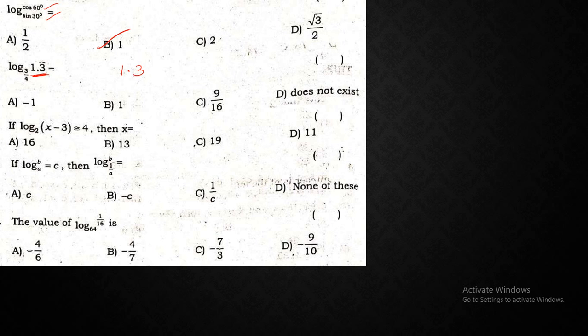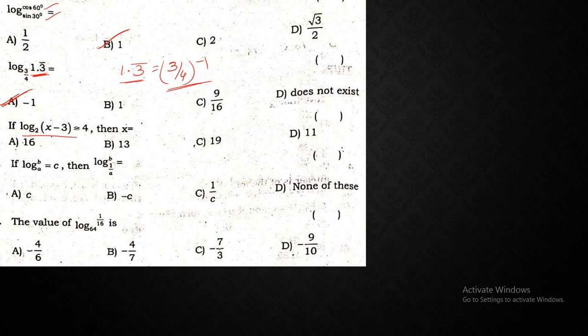So 1.3 bar is nothing but equal to 3 by 4 whole power minus 1. So this question already we have discussed in our model paper of IIIT, right? So what is the answer then? So it gives me minus 1. Next, moving on to one more question.